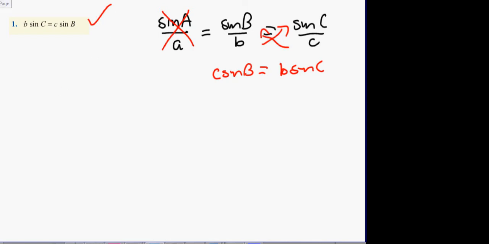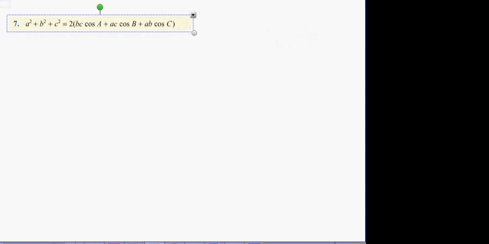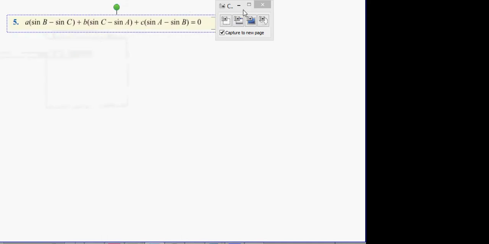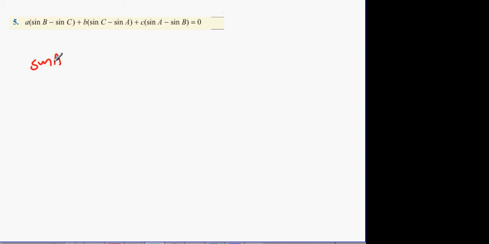Now, I was also asked to do, I think it was number 5 is the next lowest. Number 5 I was asked to do, was I? Okay. Now, what we've got to do next is write down the sine rule again. Sine A over A equals sine B over B equals sine C over C.